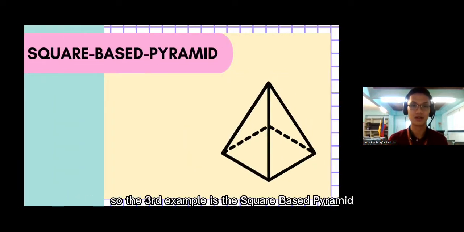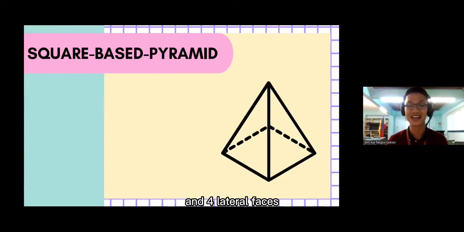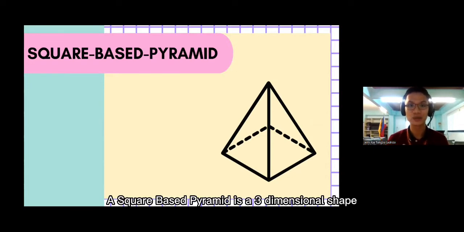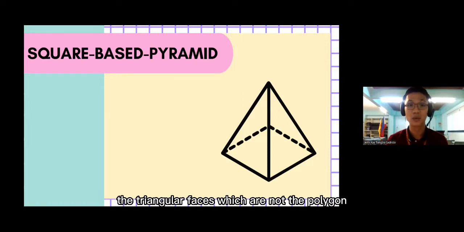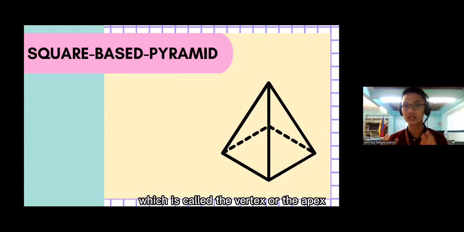So the third example is the square base pyramid. A square base pyramid has a square base and 4 lateral faces. A pyramid is a polyhedron that has a base and 3 or greater triangular faces that meet at a point above the base. A square pyramid is a 3-dimensional shape that has a total of 5 faces, hence called a pentahedron. The triangular faces, which are not the polygon base, are called the lateral faces, and they meet at a point above the center of the base, which is called the vertex or the apex.